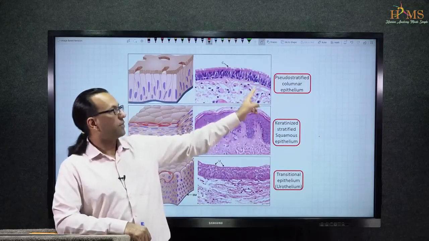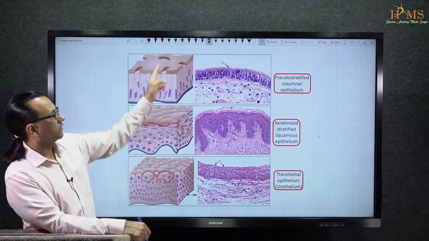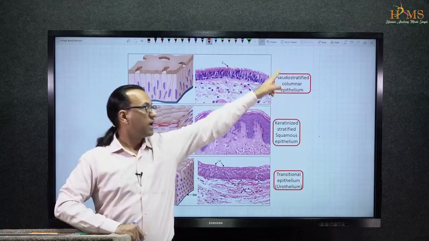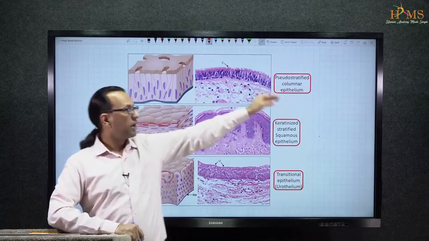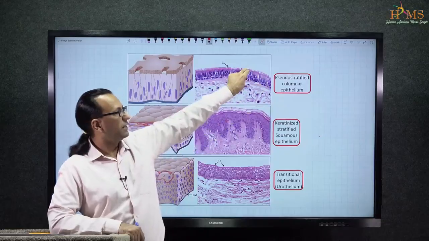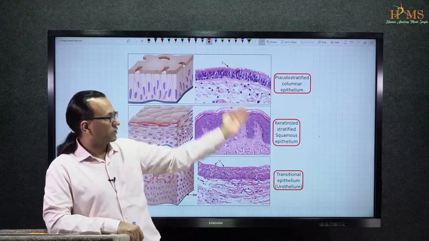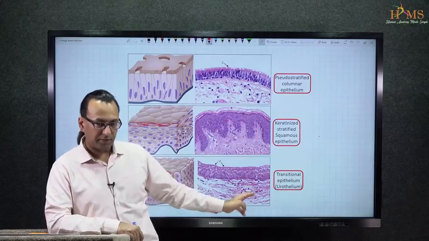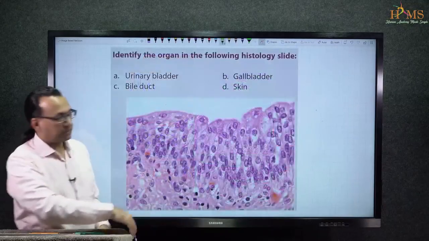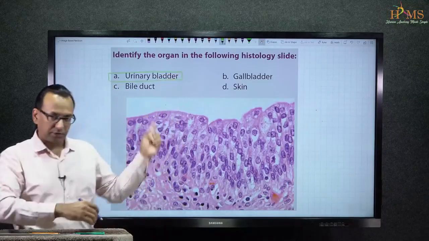When it comes to columnar epithelium, you will have oval basal nuclei, and they are tall cells, and as you can make out, there are some cilia seen here in the respiratory epithelium. It could be microvilli in the case of gallbladder, but the epithelium will not be very thick as compared with the skin or the transitional epithelium or urothelium. Hence our answer should be the urinary bladder, because it is urothelium, transitional epithelium.